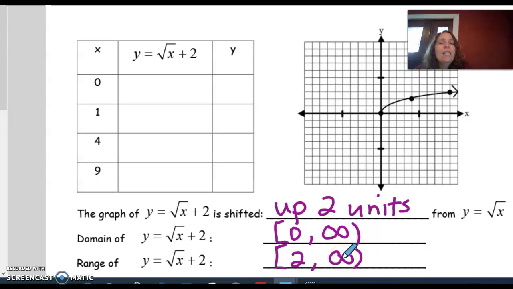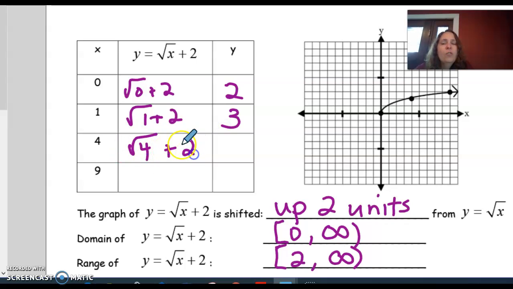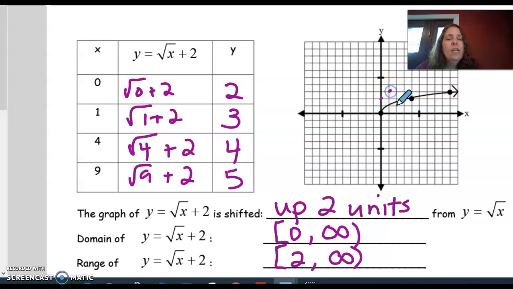And if you think about it from the table standpoint, if we plug in 0 for x, we'll get the square root of 0 plus 2, which is really just 0 plus 2 or 2. If we take the square root of 1 plus 2, that's really 1 plus 2, which is 3. The square root of 4 plus 2 is really 2 plus 2, which is 4. The square root of 9 plus 2 is really 3 plus 2, which is 5. So if we were to plot this, we would have 0, 2, we would have 1, 3, we would have 2, 4, and then all the way over here we'd have 9, 5.